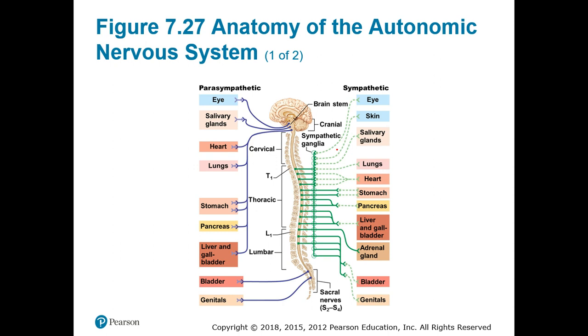If I bring up this picture, notice that if I'm looking at my parasympathetic over here, here I have my branches off of my brain. So here I see all of my branches in my cervical, and they can affect my eye, salivary glands, heart, lungs, stomach, all the way down to my bladder. Then there are no more branches for your parasympathetic all the way until you get down here in your sacral region. And this is going to affect your bladder and your genitals.